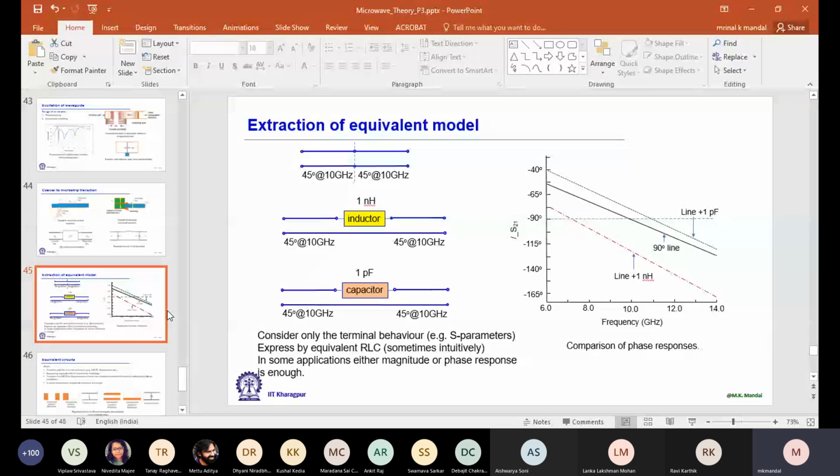Then how do we design or extract the equivalent circuit? This is just by looking at the terminal behavior. Sometimes we don't consider what is actually happening inside the structure. So look at the terminal behavior. Terminal behavior means S parameters or Y, Z or ABCD parameters, which we measure at the port.